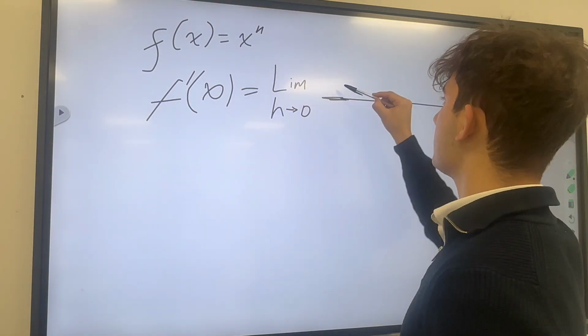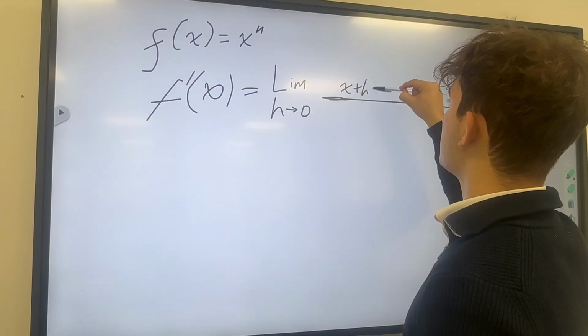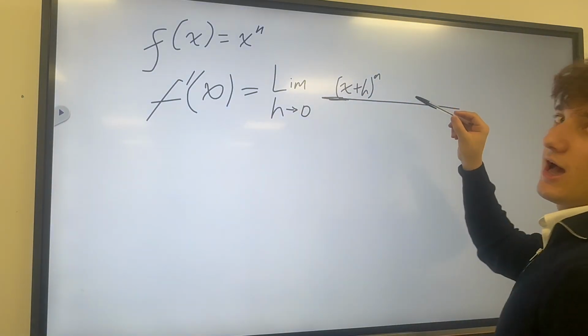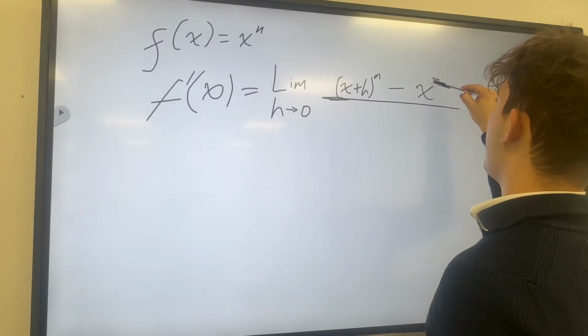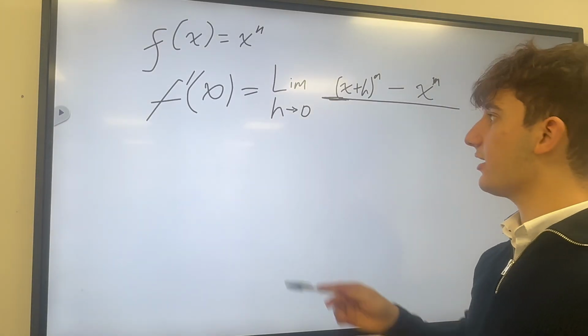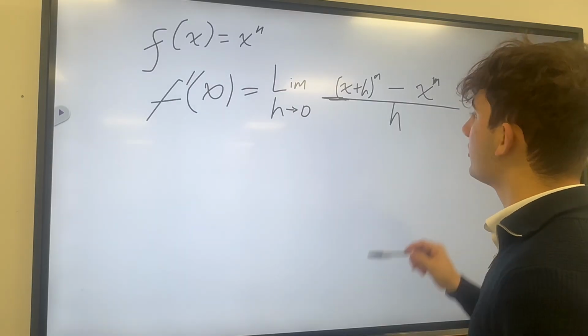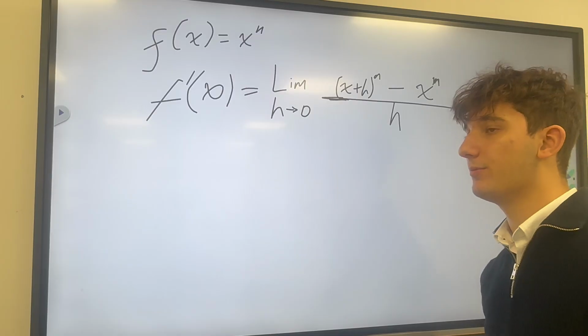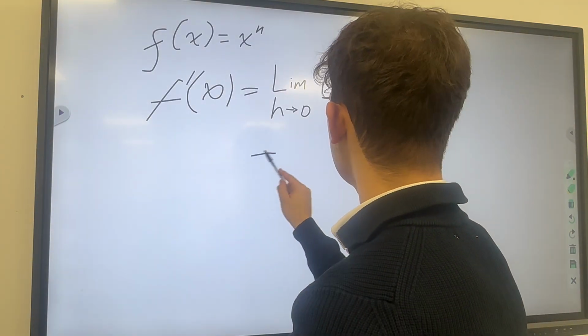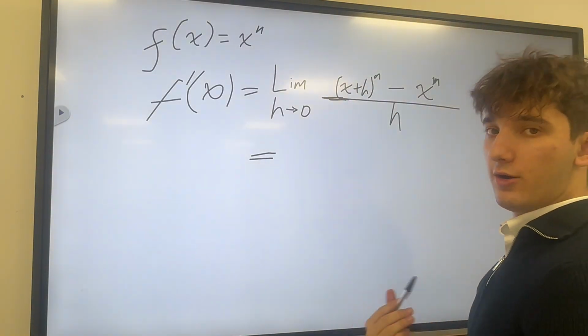f of x plus h is going to be x plus h to the n, and likewise minus f of x will just be minus x to the n. And then we put that all over our delta x, which is h. Now we can't just substitute h in immediately, otherwise we'll get a massive problem. So instead, we will work our way around it.